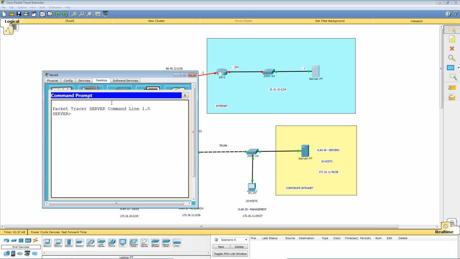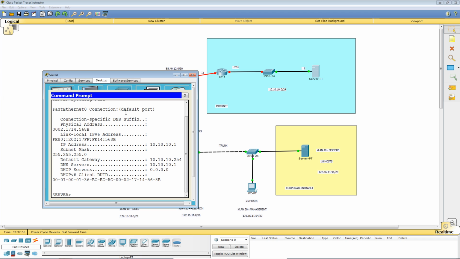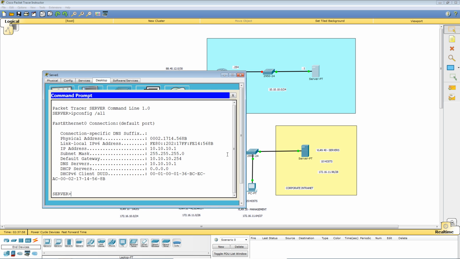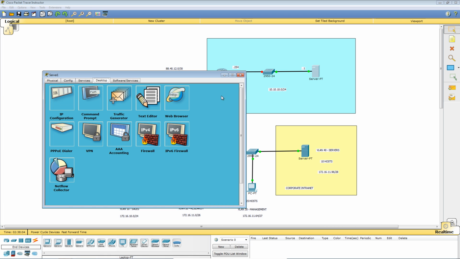Just click in that box there. Do a check. I always like to check to make sure everything's gone in correctly. ipconfig /all. Excuse me. 10.10.10.1. Yeah, that's fine. Absolutely spot on. Okay.